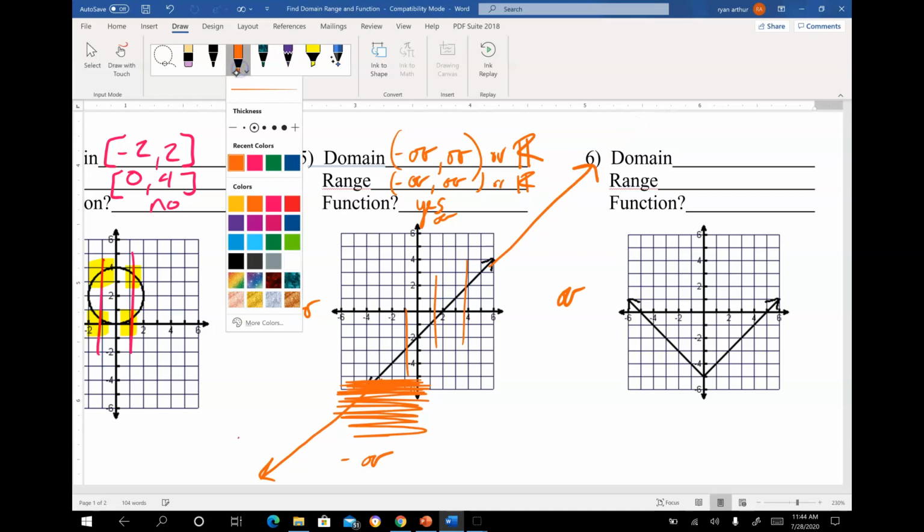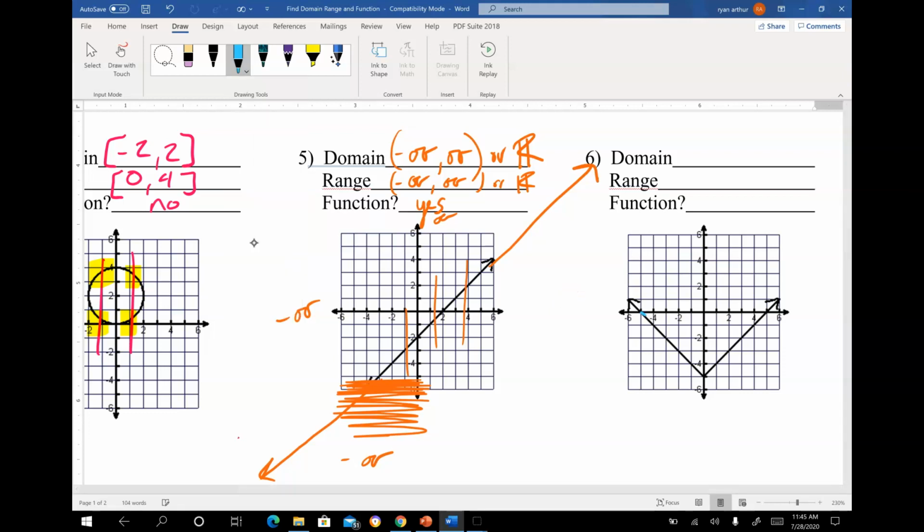All right, number 6 is a graph that you're going to actually see in this unit, okay? But let's just talk about it as a picture that we're just seeing, okay? So domain. Again, arrows mean I'm going to keep going up and to the left. So if I keep going to the left, left is negative infinity. I'm going to keep going up and to the right. Well, that's going to positive infinity. So this is negative infinity to positive infinity.